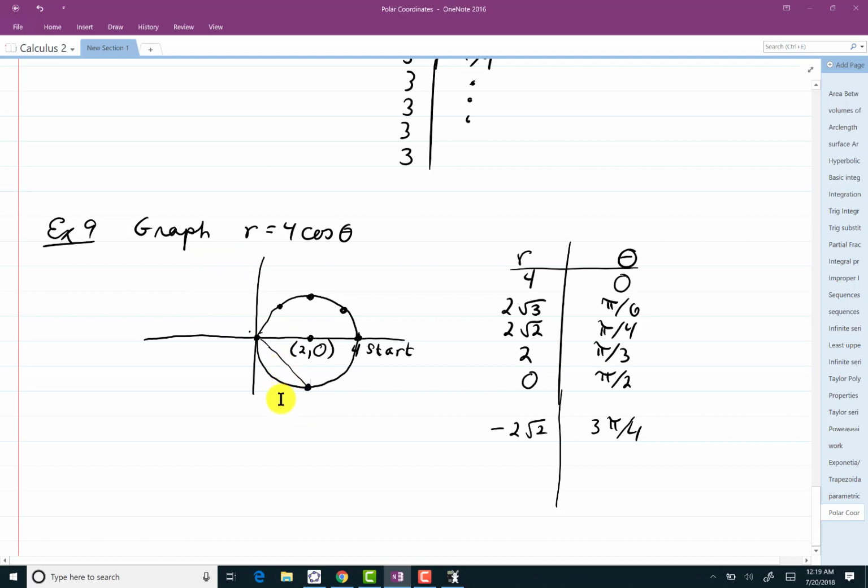So you can see, as well, that I only actually need to go all the way up to pi, because once theta is equal to pi, you would actually get negative 4 for your r. So instead of plotting a point over here at (negative 4, 0), reflect through the origin, and you come back to start again. So you only needed 0 to pi to graph this. You didn't need to do 0 to 2 pi. Get your calculator to do it.